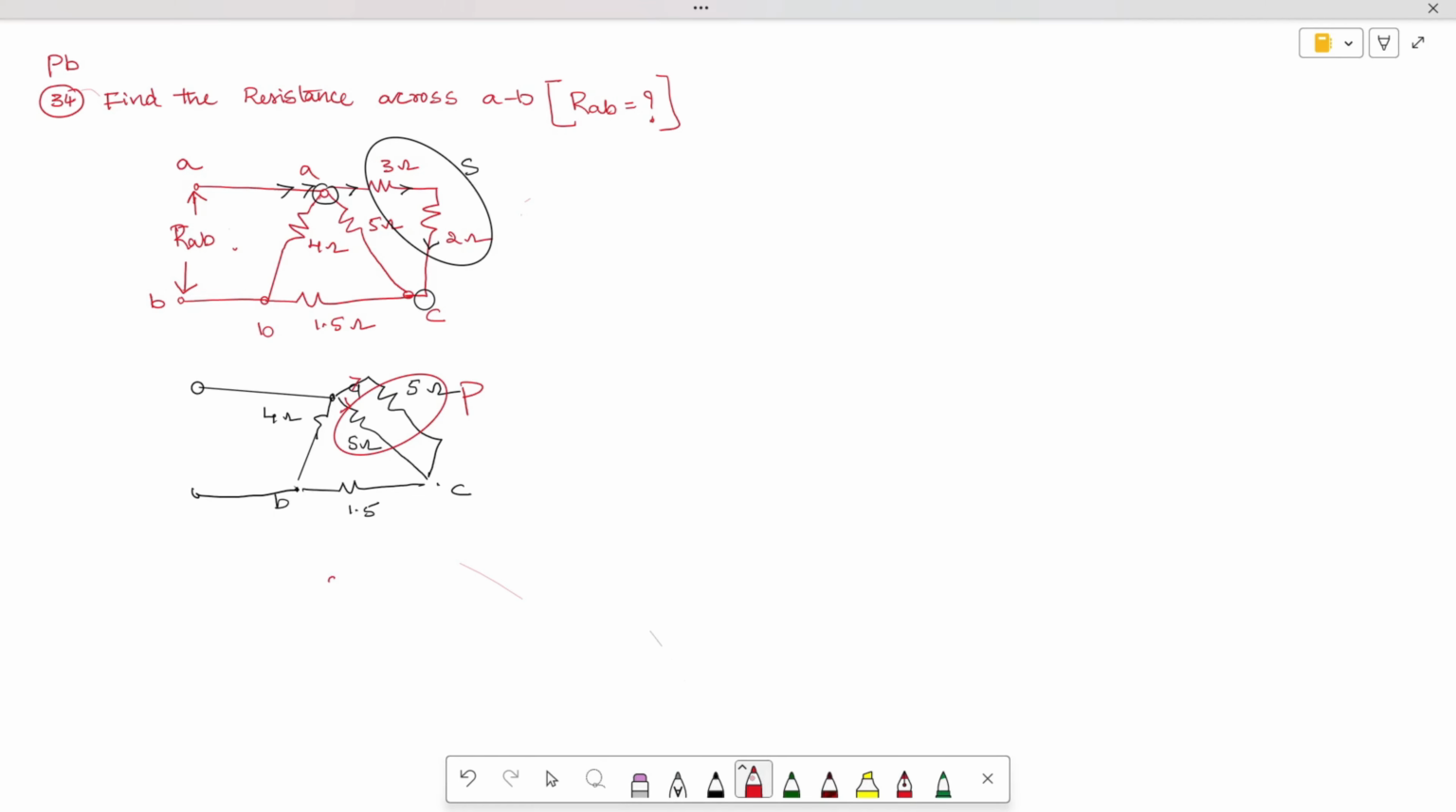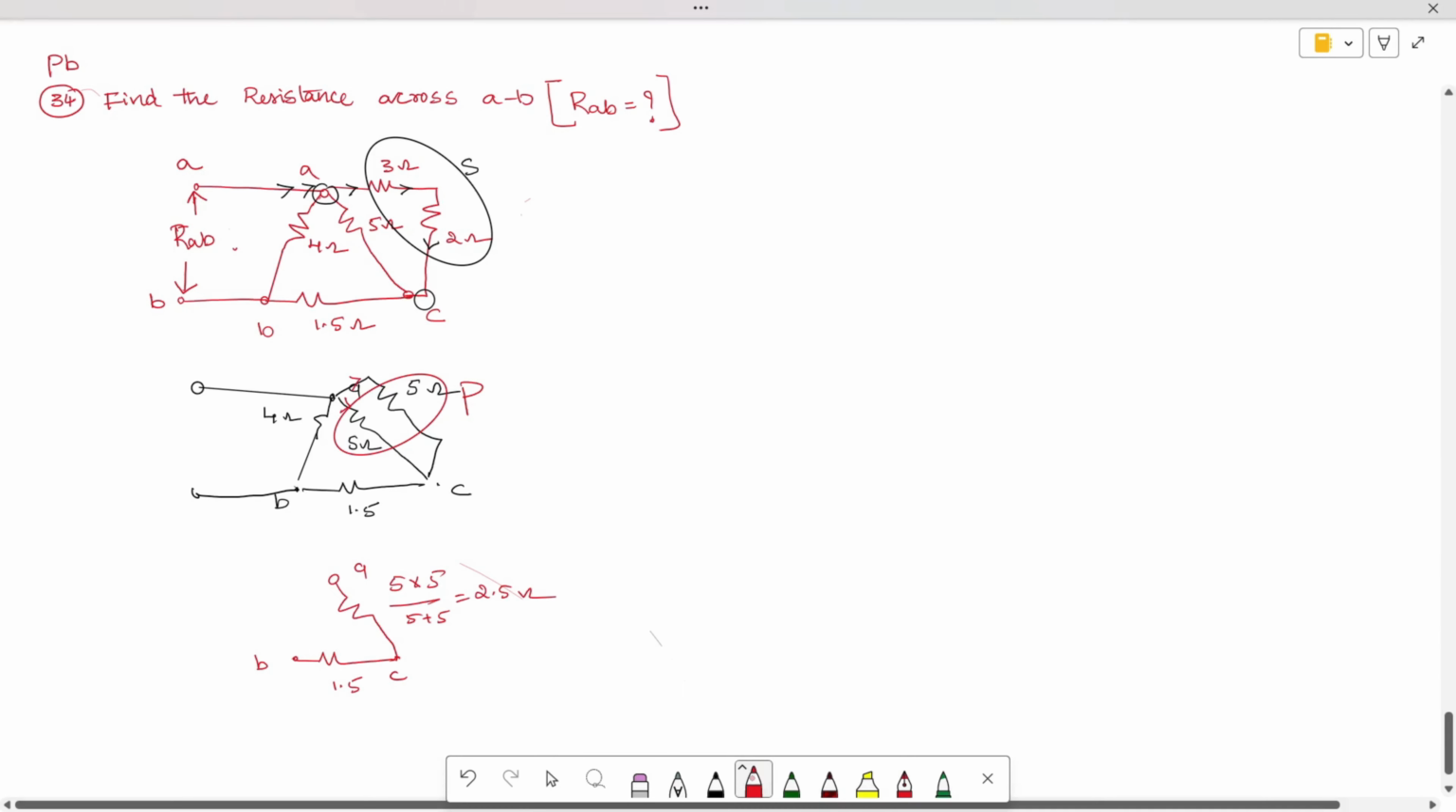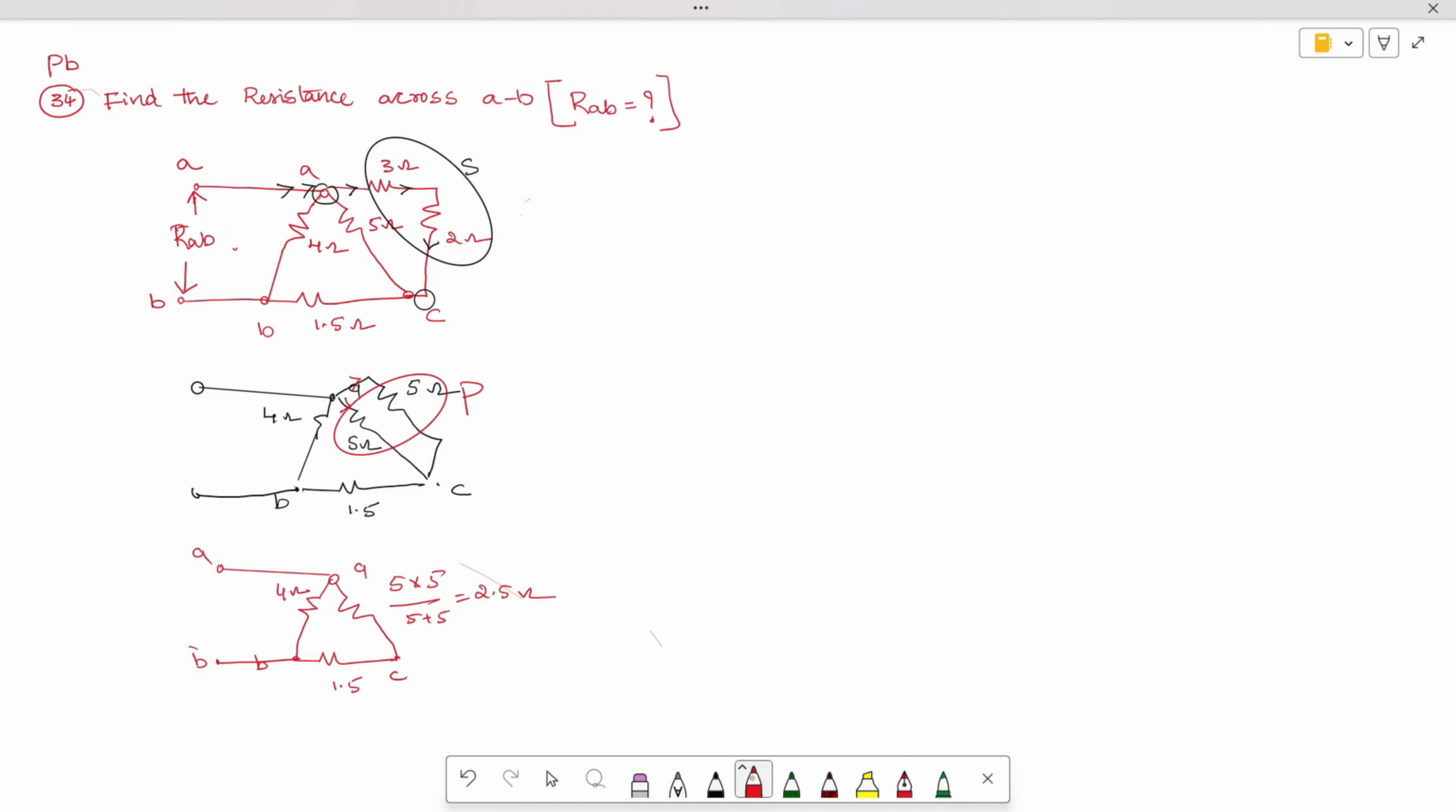So across A, B and C, whenever these two are connected in parallel, you get a single resistor: 5 into 5 divided by 5 plus 5, which is equal to a 2.5 ohm resistor. This is the 1.5 ohm resistor, and this is the 4 ohm resistor connected between the nodes A and B.